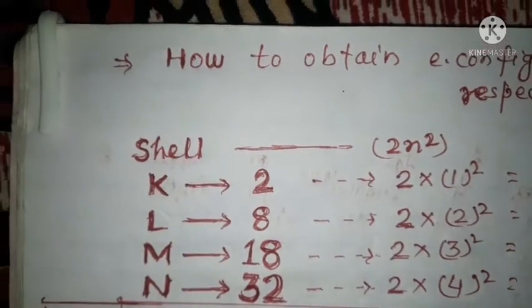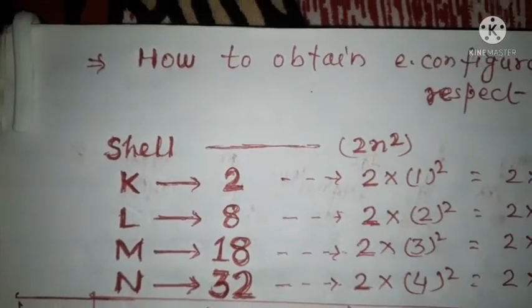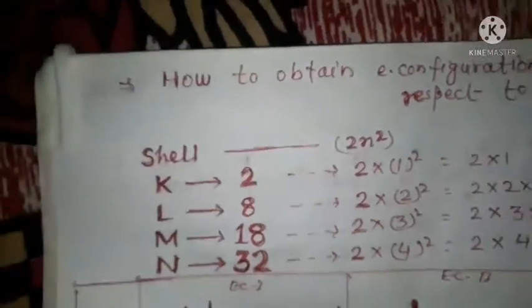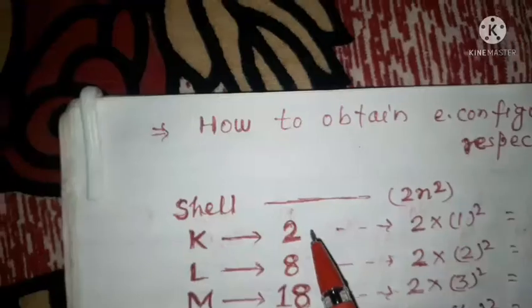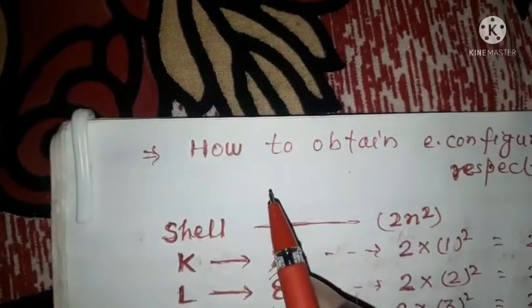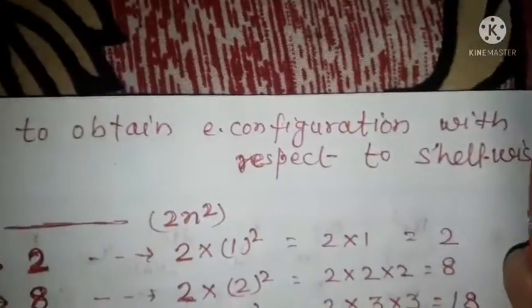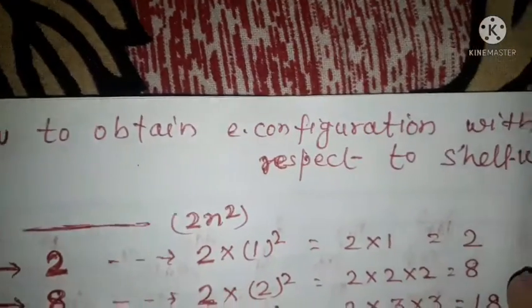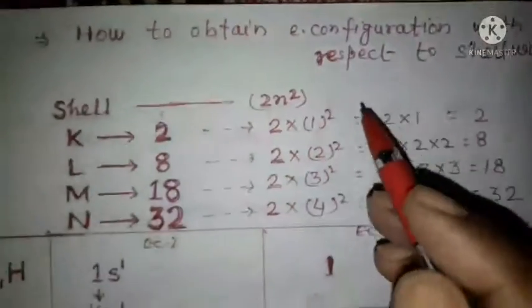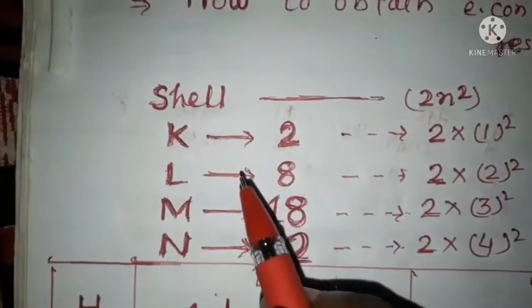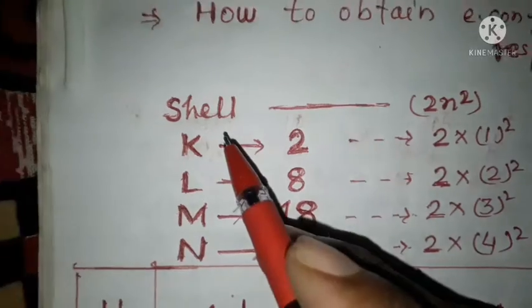I am SK sir. Today I am going to discuss electronic configuration in another form. Now you see here, how to obtain electronic configuration with respect to shell wise. We have to derive electrons shell wise in various subshells.